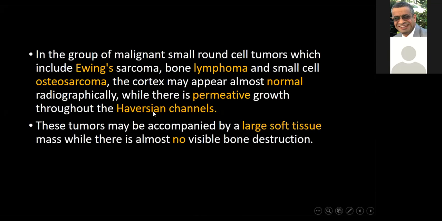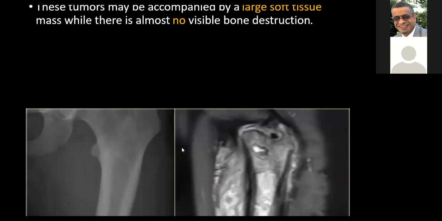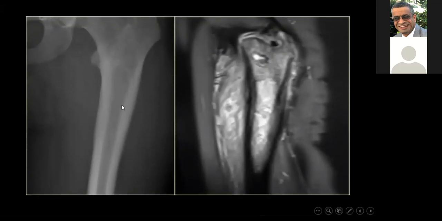There is a group of small round cell tumors, which include Ewing sarcoma, bone lymphoma, and small cell osteosarcoma. The cortex may appear normal radiographically, but there is permeative growth through the Haversian channels. These tumors may be accompanied by a large soft tissue mass while there is no visible bone destruction. As in this case, the radiographs show no bone lesion and no bone destruction, but on MRI there is an intramedullary extension and soft tissue involvement.